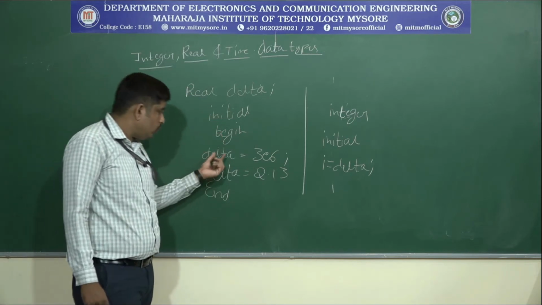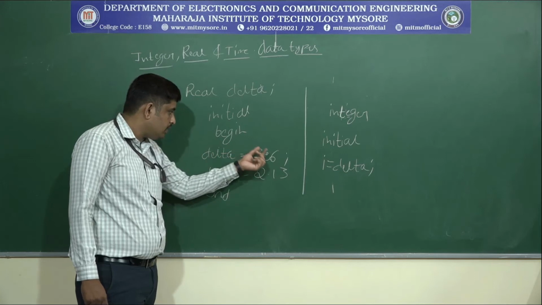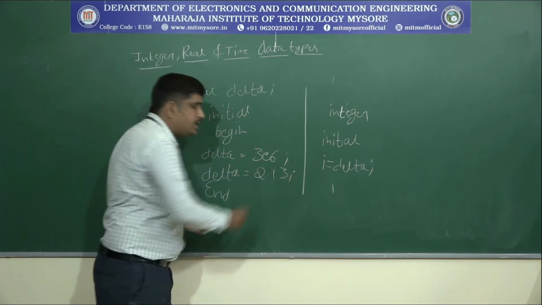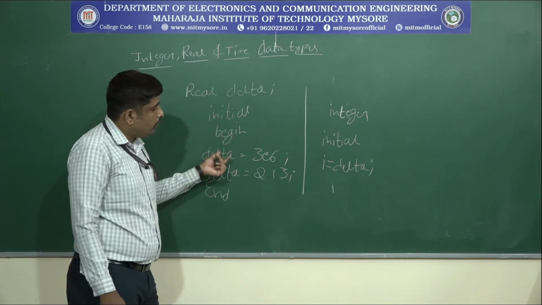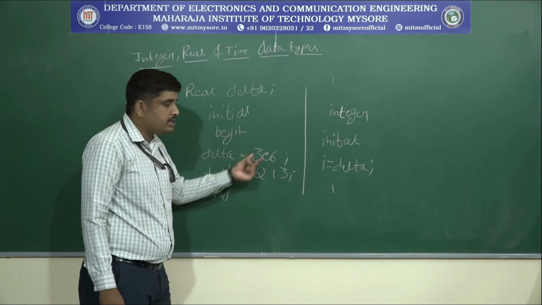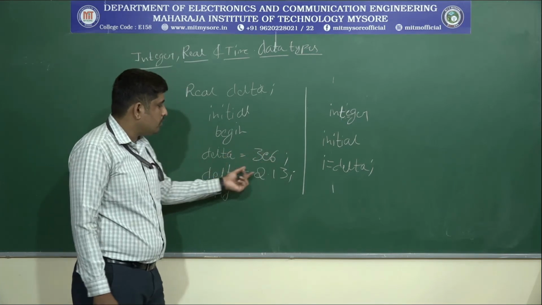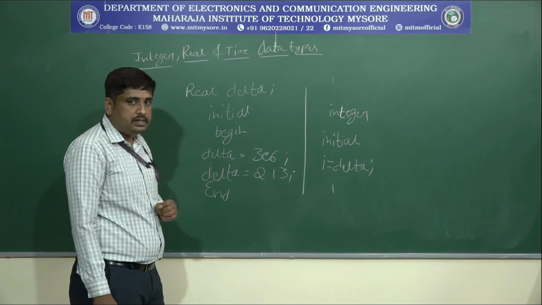If there is only one representation, begin is not required. Here there are two representations: delta is equal to 3e6, then delta is equal to 2.13. For one or more representations, begin is required as well as end. Delta 3e6 is 3 into 10 power 6. Delta is equal to 2.13, which is the decimal notation.